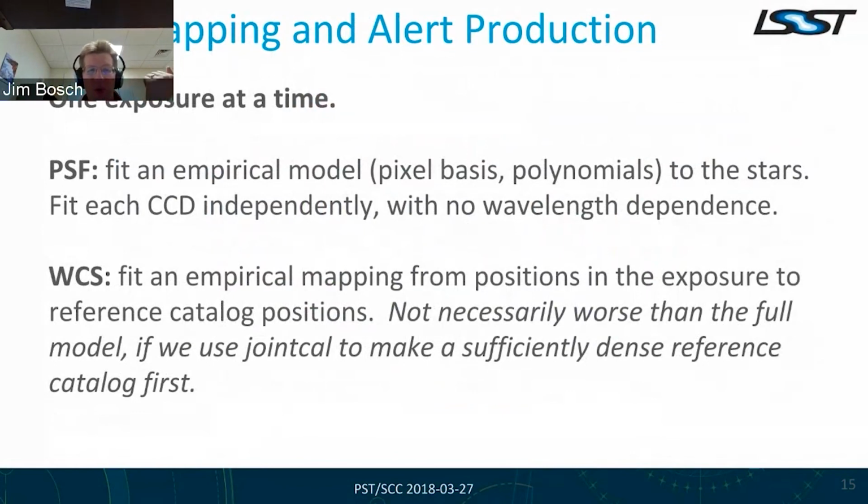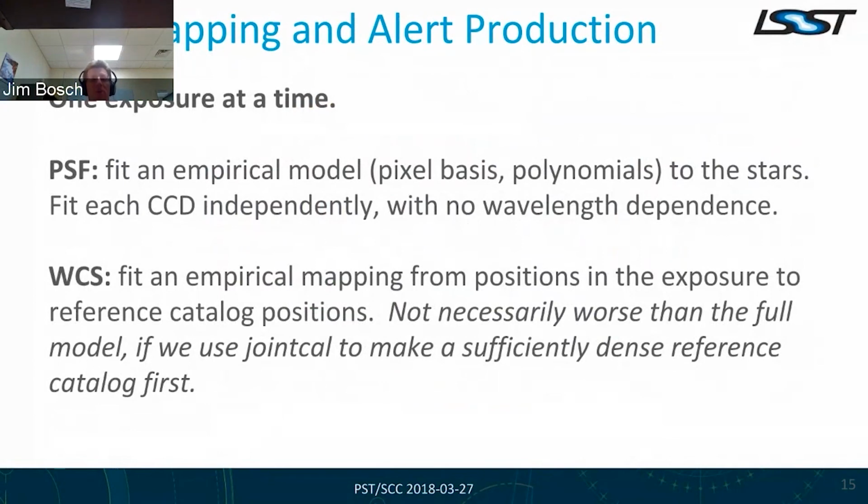I think we can get away with fitting every CCD independently with no wavelength dependence. And of course, when you only have one exposure at a time, you don't have any information about what the SEDs of those are, so you don't really gain much from adding wavelength dependence to your PSF. For the WCS, you're basically fitting an empirical mapping from the positions in the exposure to reference catalog positions. But this is not necessarily worse than the full model if we're using joint cal, that procedure I talked about before, to make a sufficiently dense reference catalog first.